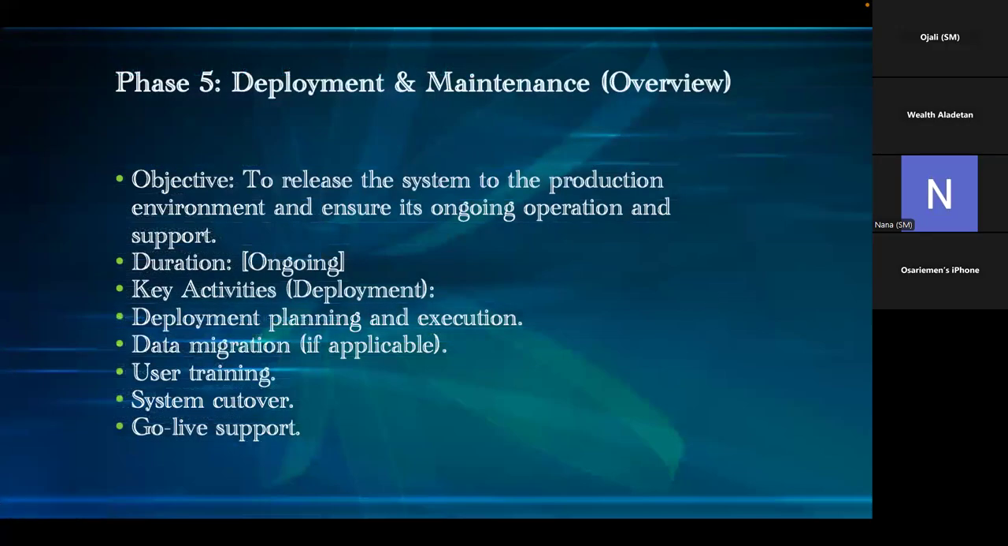So, deployment and maintenance. Remember, when you're through with designing whatever you want to develop, you need to now deploy it, send it to production, to the people that want to use it. It's like saying the project is online. So that is production. We release it to production. The objective is to release the system to the production environment, and then you ensure its ongoing operation and support.